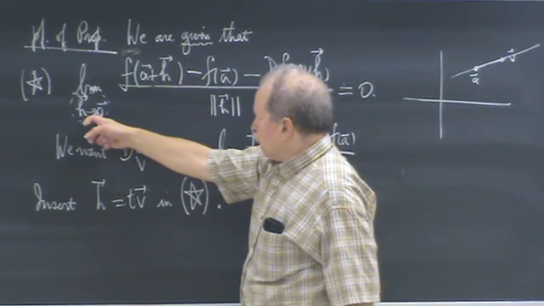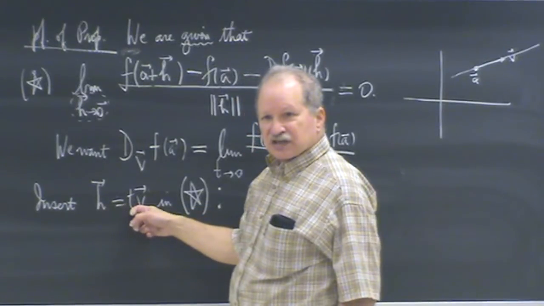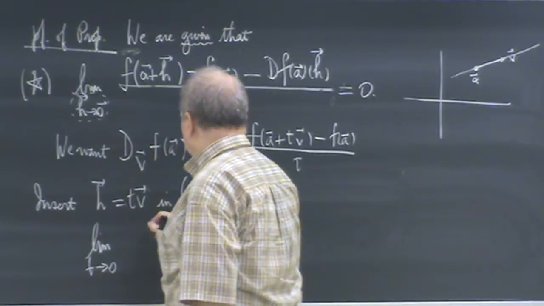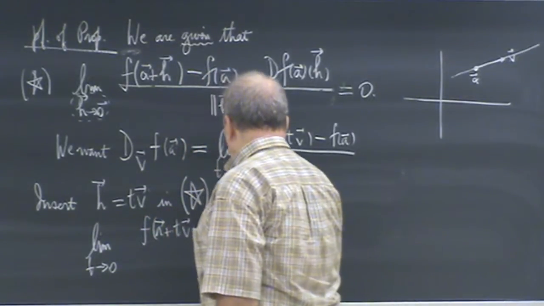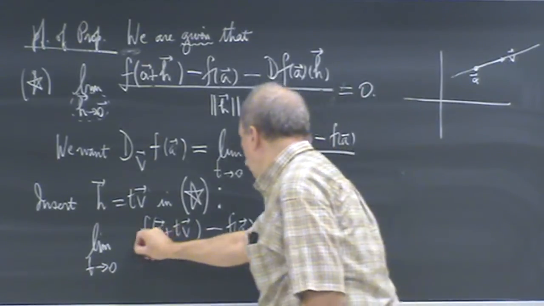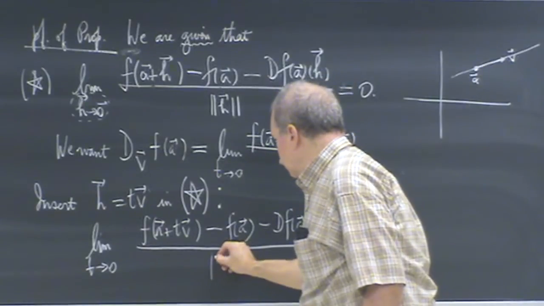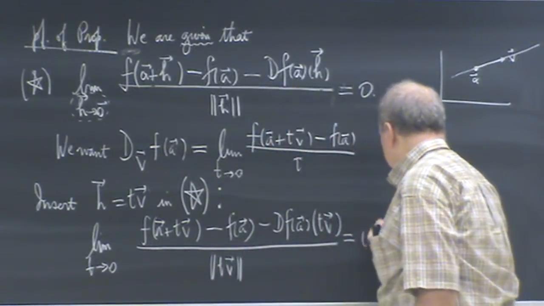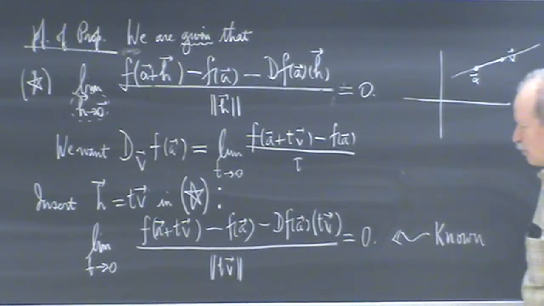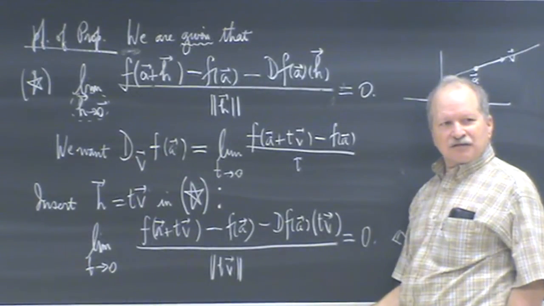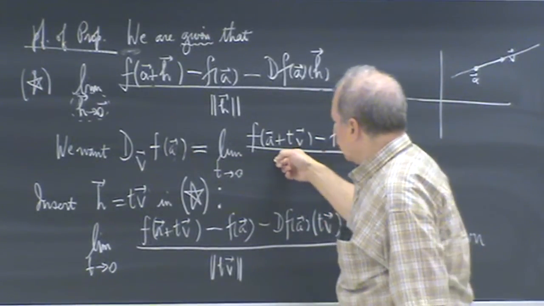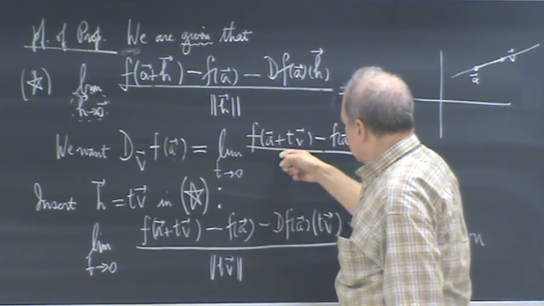So to say that this goes to zero is equivalent to saying that what's going to zero? t. So the limit as t goes to zero of f of a plus tv minus f of a minus df of a applied to the vector tv over the magnitude of tv. So this is known. And what you want to do is, by crook or by hook, get from this to this. So you have this, and you want to now see what it equals, given that this holds.